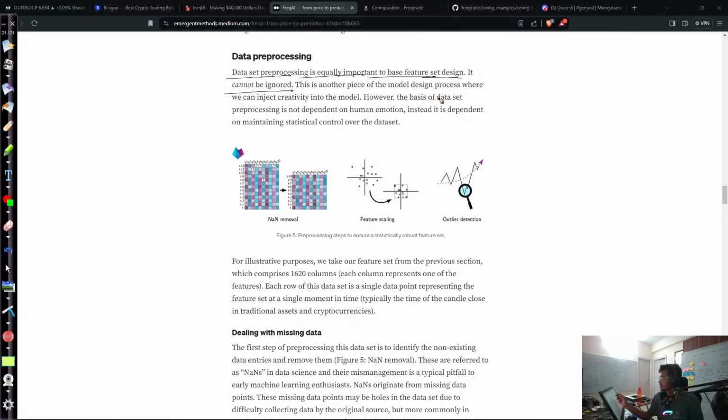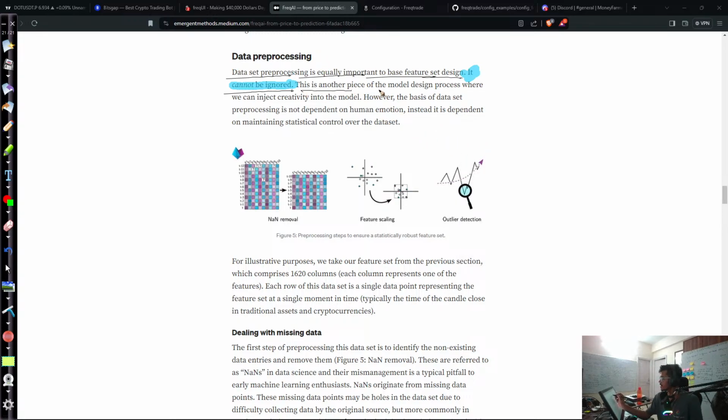So this is the emphasis, guys, that it can't be avoided. Okay, I want you guys to understand this. All right, it cannot be ignored. Data pre-processing. Okay, it's very, very important. All right, now.